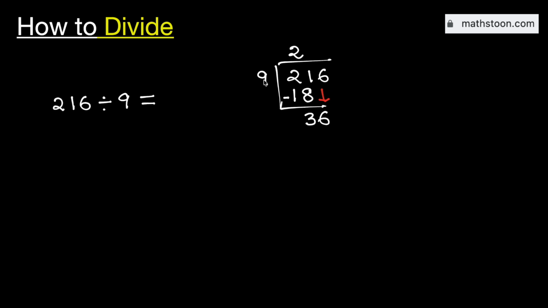And we know that 9 times 4 is equal to 36. Subtract, we get a 0. As we have got the number 0 and we have no number to bring down here, we will stop. Therefore, 216 divided by 9 is equal to 24. And this is our final answer.